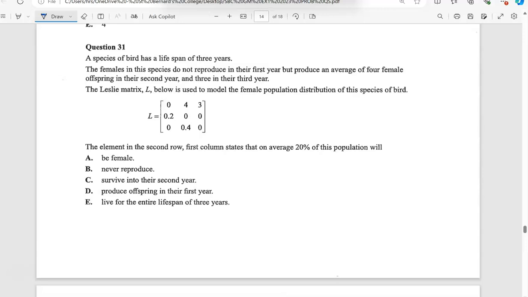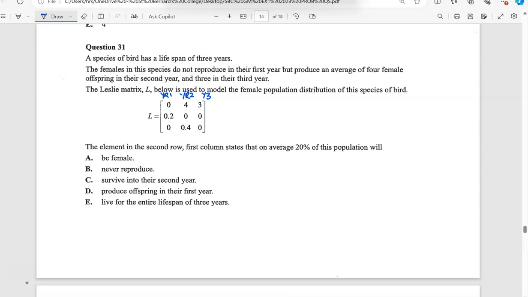Question 31. A species of bird has a lifespan of 3 years. These are the Leslie matrices. The females in the species do not reproduce in their first year, but reproduce an average of 4 offspring in their second year and 3 in their third year. So they're just saying this is year 1, year 2, and year 3. And here's the Leslie matrix. Remember, Leslie matrices only talk about females.